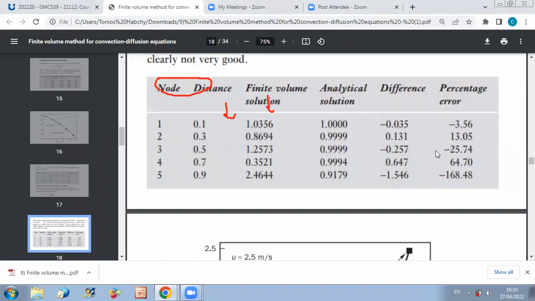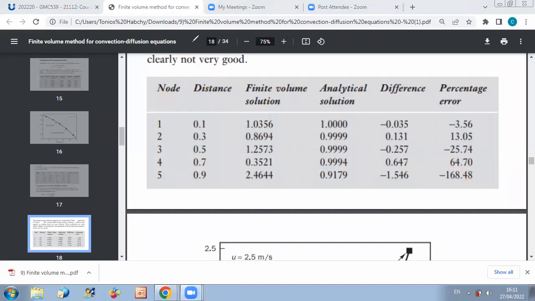Then we can find the finite volume solution and compare it with the analytical solution. If you find now the difference and find the percentage error, the error is really very high. You can reach up to an error of 168.48%, 170% nearly, which is really high. And how can we explain this?